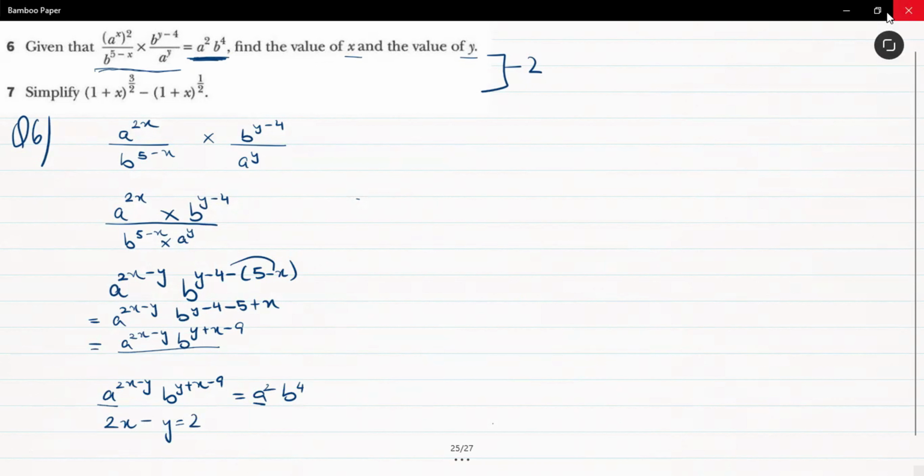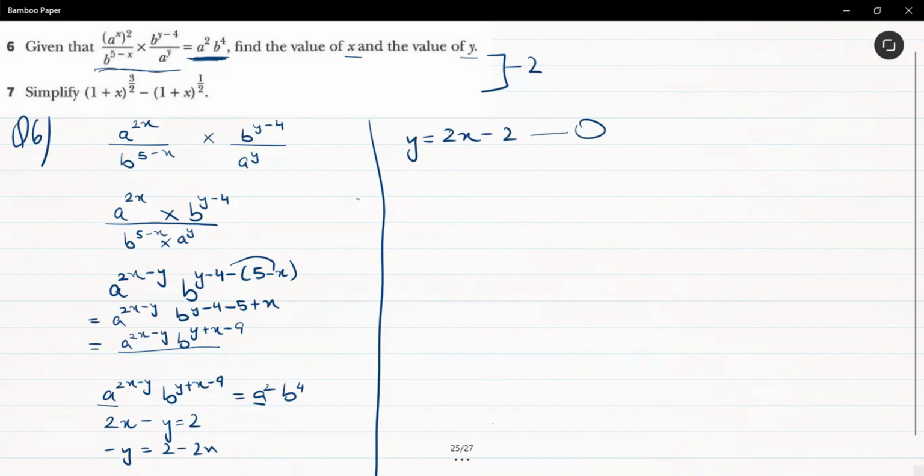Okay. So we are going to simplify this a bit. We will get negative y is equal to 2 minus 2x. And we can say y is equal to, if we multiply negative on 2 minus 2x, positive 2x minus 2. Okay. So next thing we'll do is just state this as equation 1.